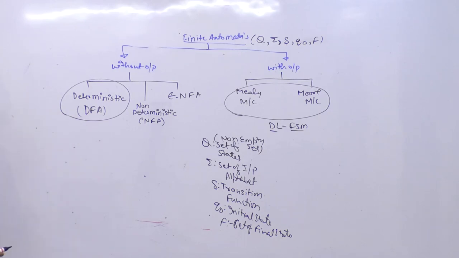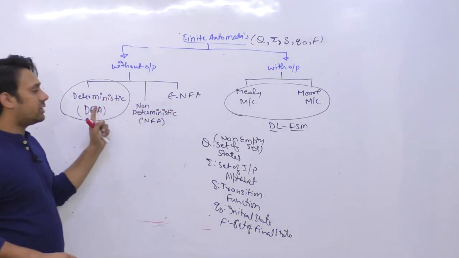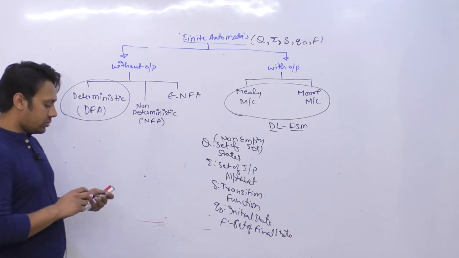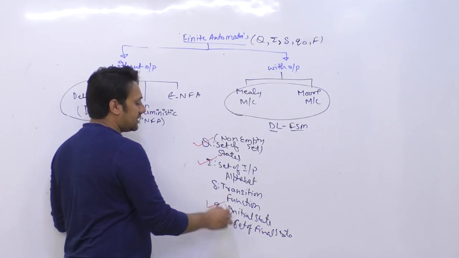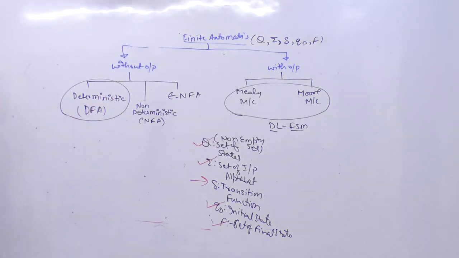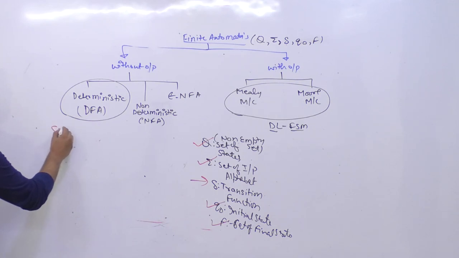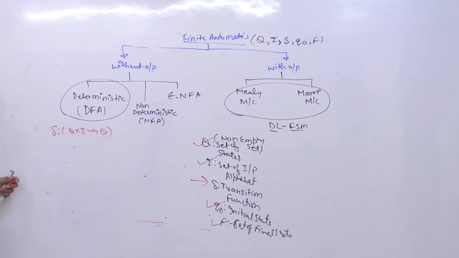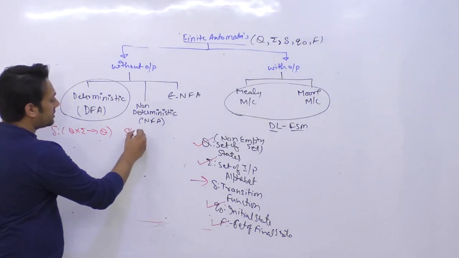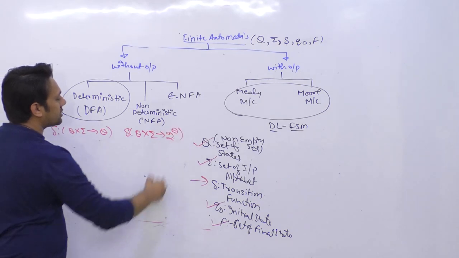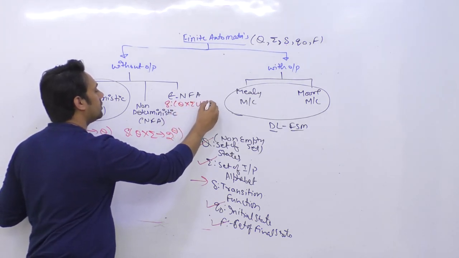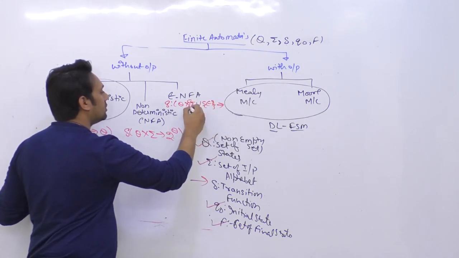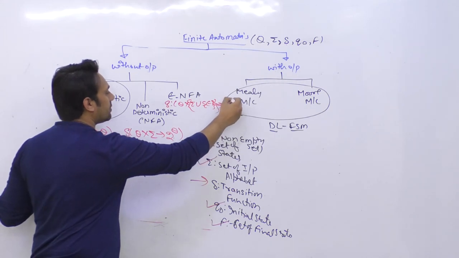When I discuss deterministic finite automata and non-deterministic finite automata, in all these three cases, whether deterministic, non-deterministic, or epsilon non-deterministic, Q is the same, Sigma is the same, Q naught is the same, F is the same. The only thing that changes is the delta function. In case of deterministic finite automata, delta is Q cross Sigma takes us to Q states. In non-deterministic finite automata, delta is Q cross Sigma takes us to 2 raised to power Q states. In epsilon NFA, delta is Q cross Sigma union epsilon takes us to 2 raised to power Q states.